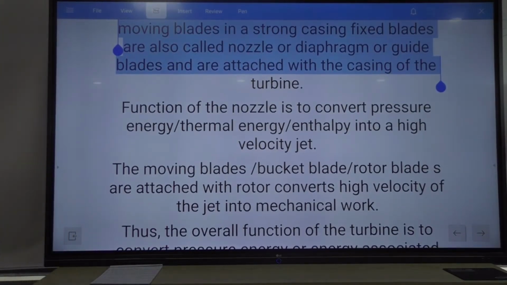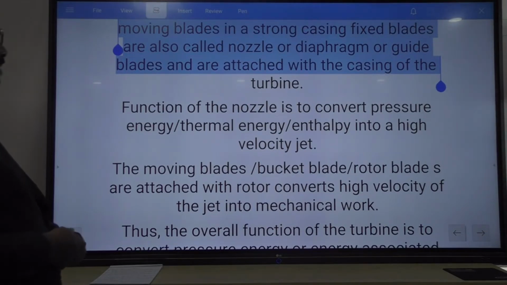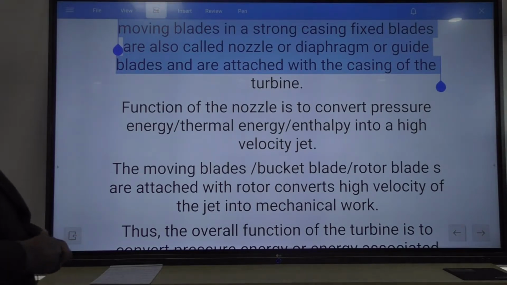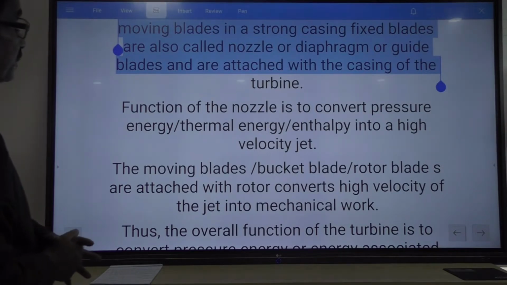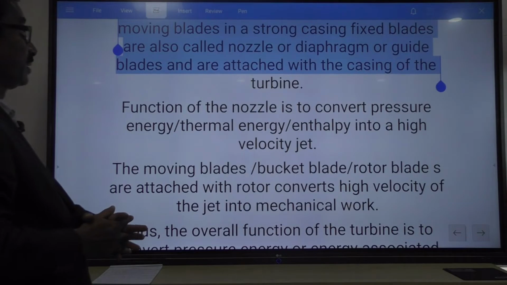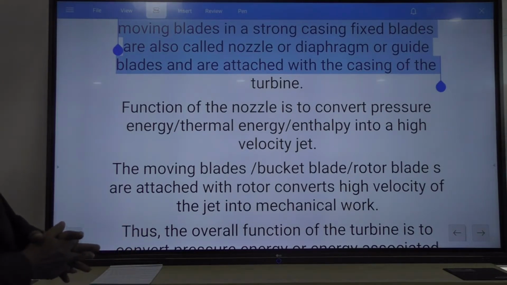The moving blades are called bucket or rotor blades. The moving blades or bucket blades or rotor blades are attached to the rotor. Rotor means the shaft which rotates inside the casing, and these blades are fixed on the shaft. Here the steam flows at high velocity across the blade, and we get the mechanical work. Its mathematical treatment I will discuss later on.